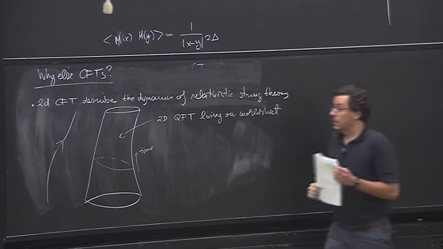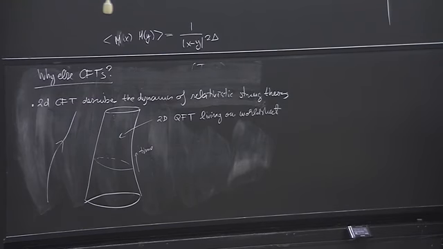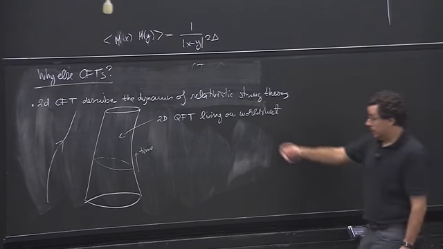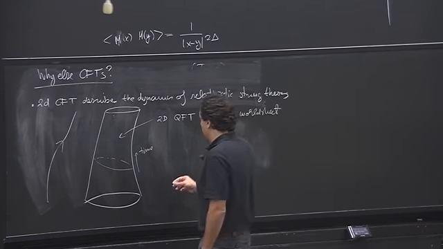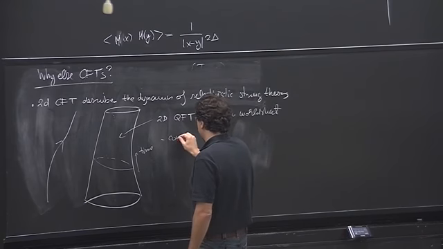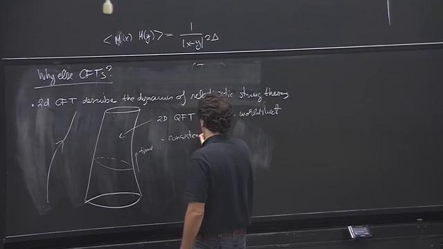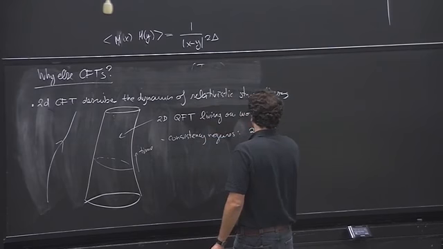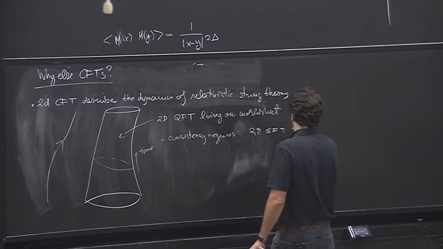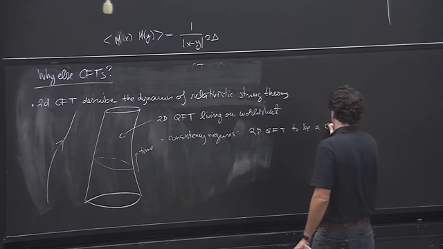Okay? So that's how we describe string theory, the dynamics of relativistic string theory in the perturbative regime. And it's more than that. Consistency requires that the 2-dimensional QFT be actually a conformal field theory. Okay?